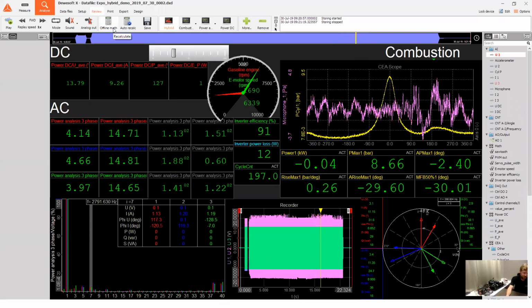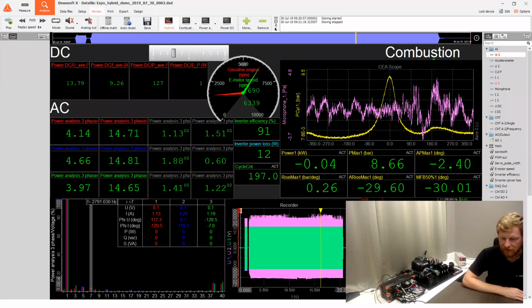So this is a really simple measurement of a complete combustion and electric engine. The data file will be available also online for later analysis, and this shows just basic functionality that can be done in Dewesoft.